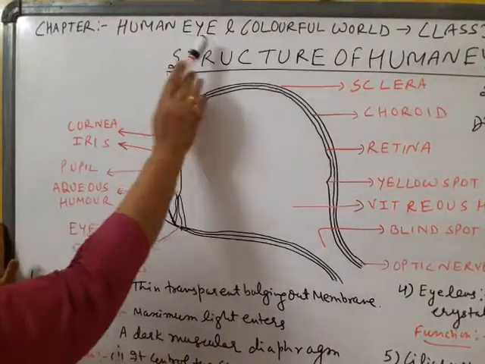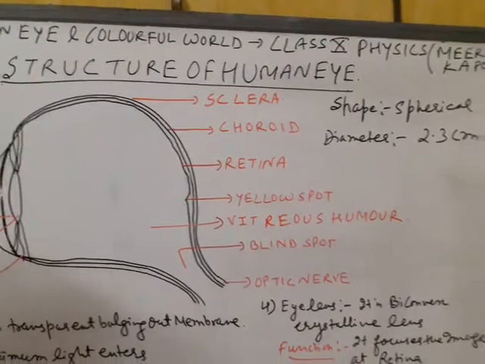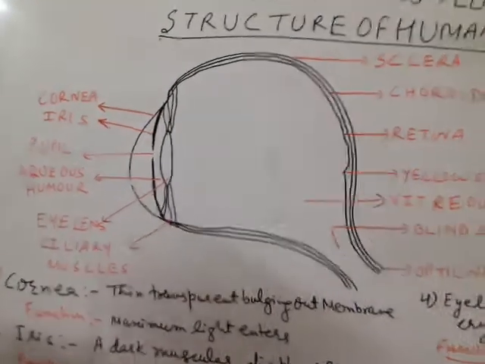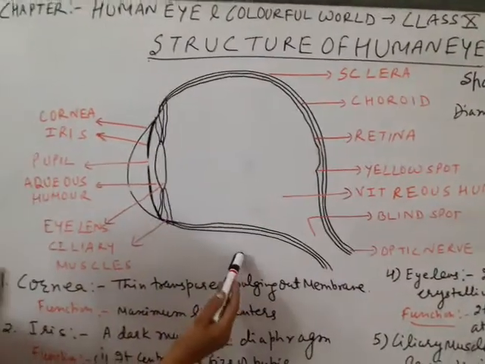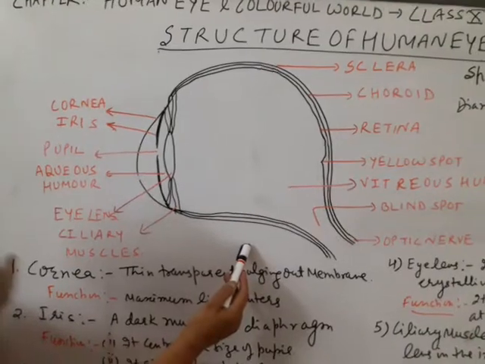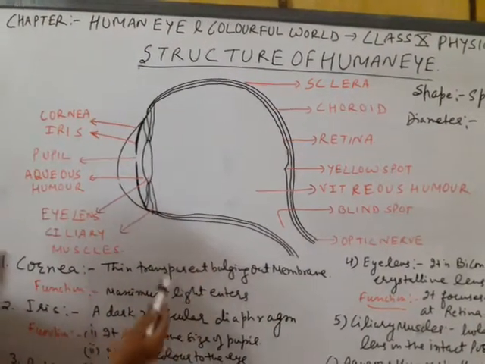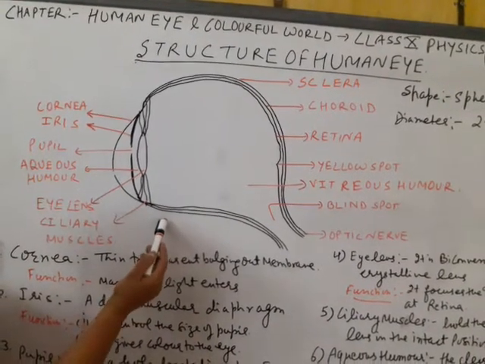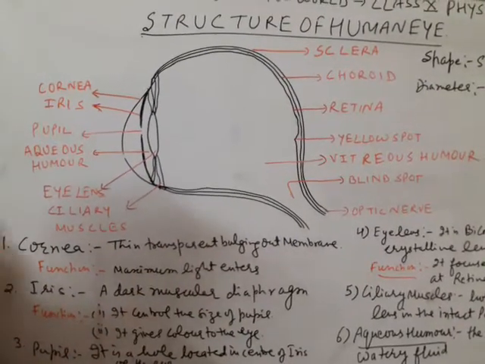We'll do the Human Eye and Colorful World chapter, another chapter of physics. In this chapter we will explain the structure of the human eye. I have drawn the structure of the human eye here. You will draw it in your notebooks with labeling, and we will explain all the different structures of the human eye with their functions one by one.